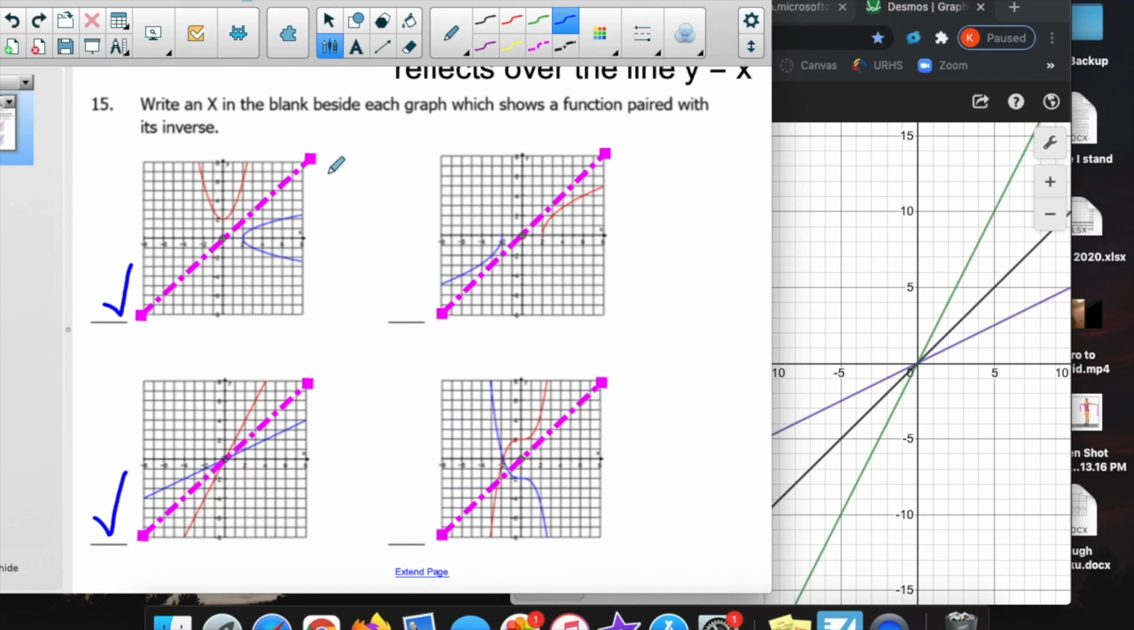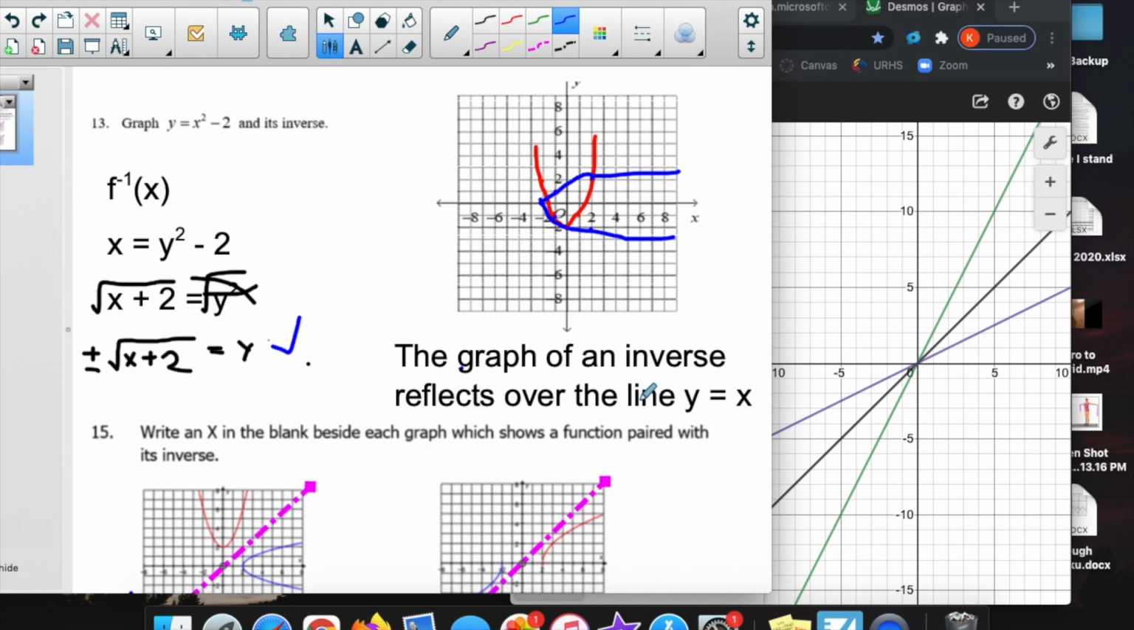Okay guys, so that's the idea. Again, the key here is that the inverse reflects over this line y equals x. You want to compare any graph with its inverse based on that line.